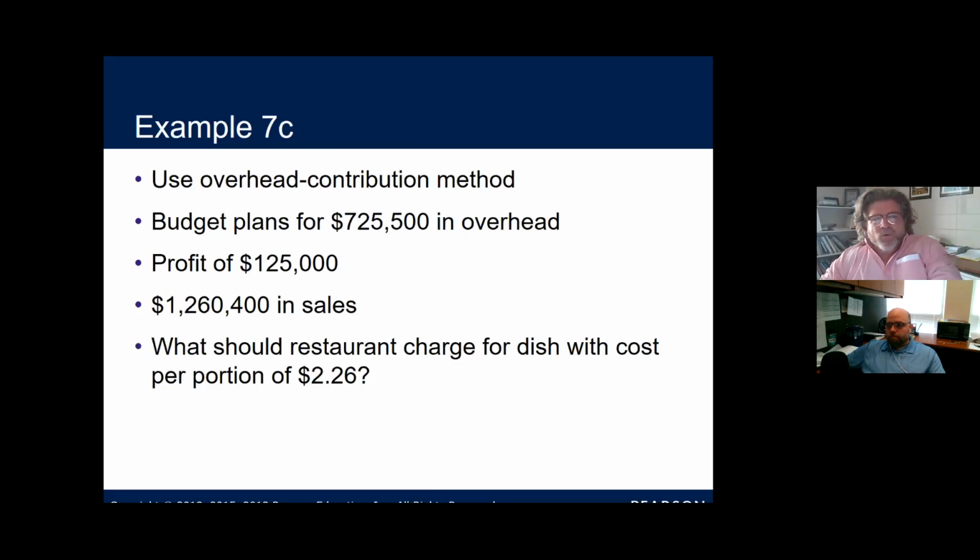So here's an example. I have a budget of $725,000. I am aiming for a profit of $125,000. I'm going to do $1.26 million in sales. What should I charge for my nachos, which cost $2.26 a portion? Ooh, that's a good question.